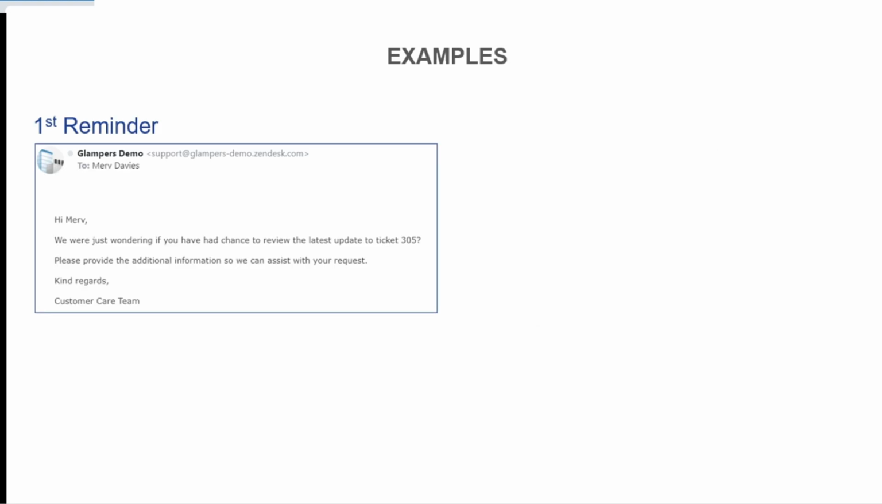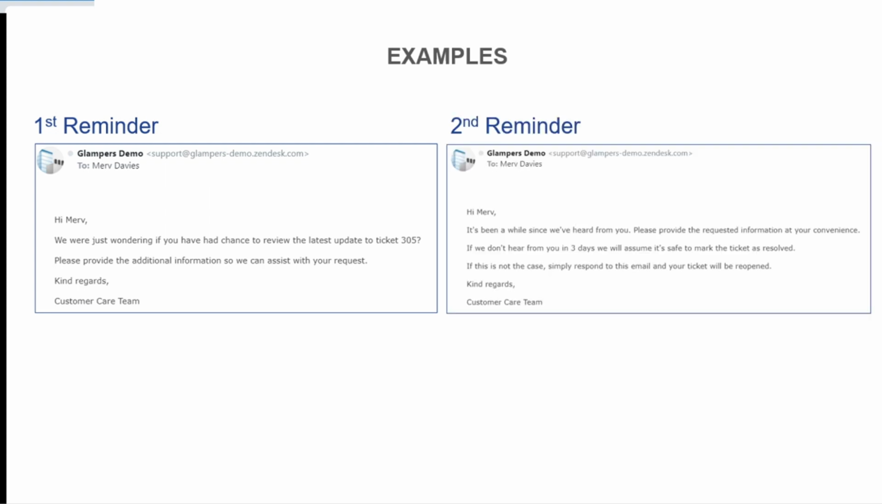So let's have a look at some examples. Here's an example of a first email reminder. Hi Merv, so it pulls in the customer's first name and asks if they've had a chance to review the ticket. The second reminder, similar thing, also pulls in their name and says, have you had a chance to review the request? If we don't hear from you within 3 days, we'll assume it's safe to mark the ticket as solved. If that's not the case, they can reply to the email at any time and the ticket will be reopened.